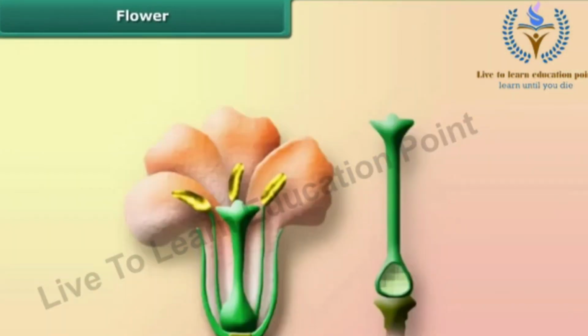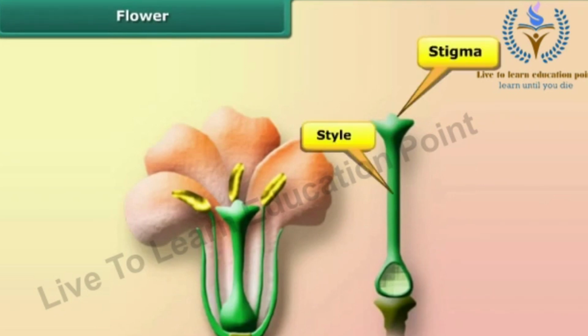The female part of the flower is called the pistil. It is the innermost part of the flower. The pistil has three parts: stigma, style, and ovary. The stigma is the sticky surface at the top of the pistil.